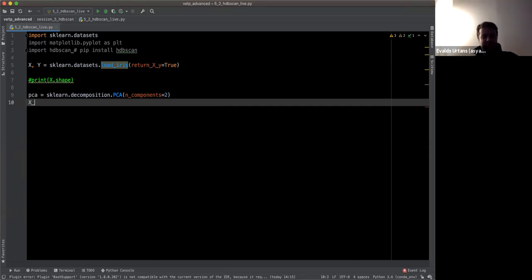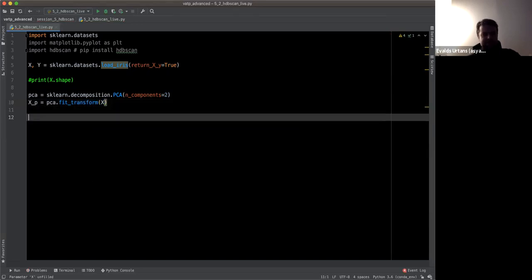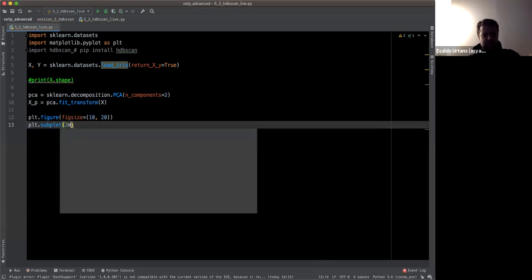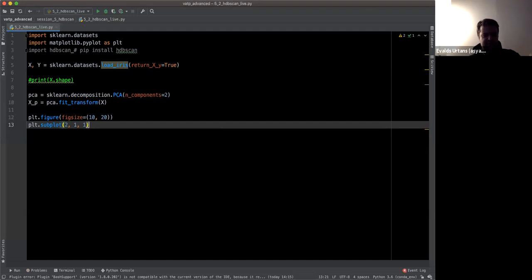So there is an X projected one, right? We already made our own PCA step by step, if you remember. So there will be the fit transform of X. And then I want to plot it, actually in two parts. So there will be a figure, and the figsize will be like A4 format or something like that. Then there will be a subplot of 2 rows, 1 column. This will be the first one.